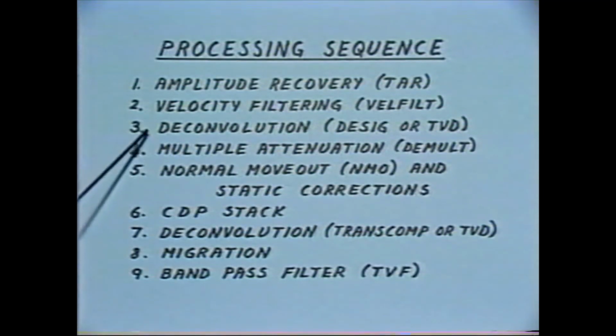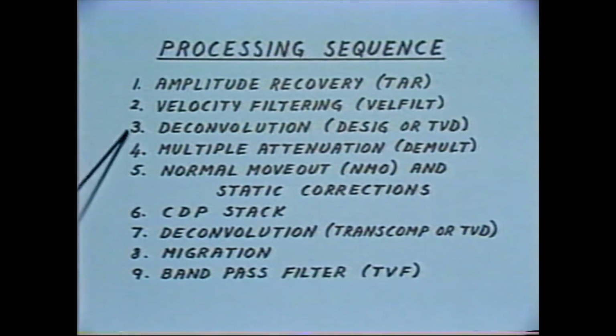Deconvolution tries to determine the reflection wavelet shape on the data, and it can do a much better job of this if all the various noise events are reduced before the deconvolution. So we try to get rid of the noise events before trying to determine the reflection wavelet shape.